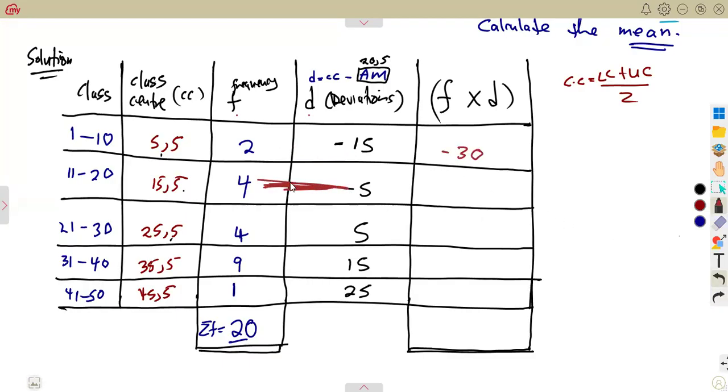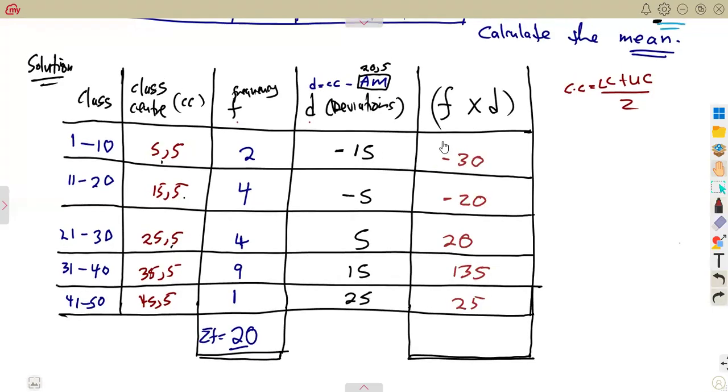4 times this, you multiply. 4 times minus 5, minus 20. 4 times 5, which is a 20. 9 times 15, which is 135. 1 times 25, which is 25. You multiply frequency times its deviation corresponding in that class.